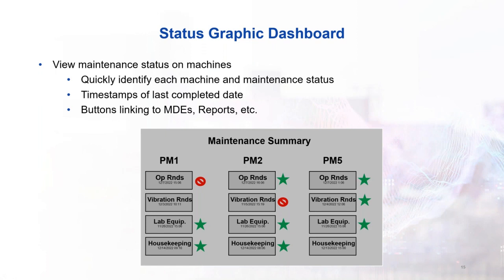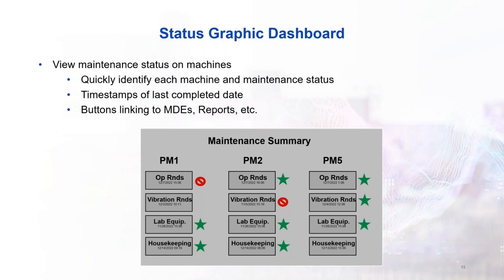Status graphic dashboard. We have graphics available in dataPARC, and if this is the way folks like to look at things, we set up maintenance status on machines. We can concatenate all the variables around a preventative maintenance cycle into a machine and maintenance status indicator, timestamps of last completed date. We can put buttons on it that link to data entry systems and reports.